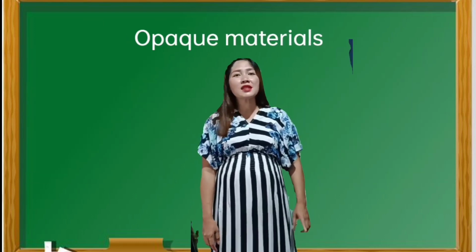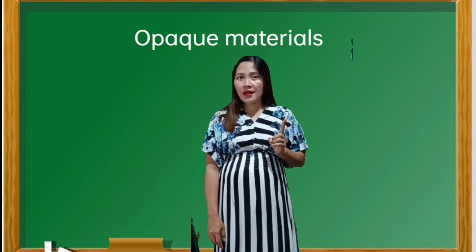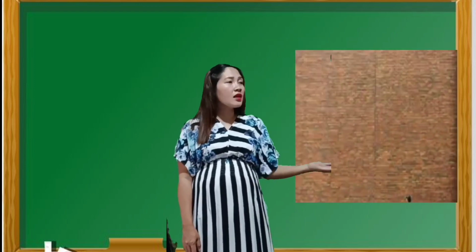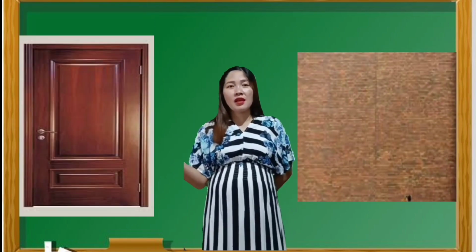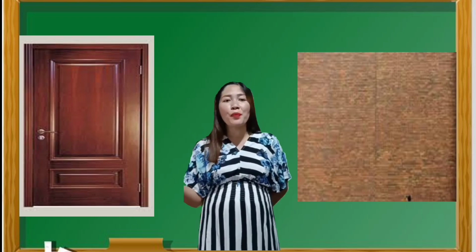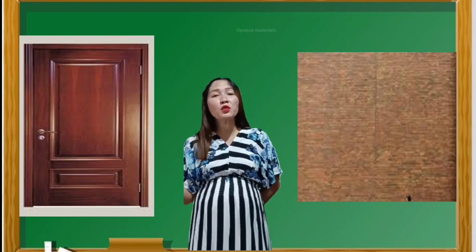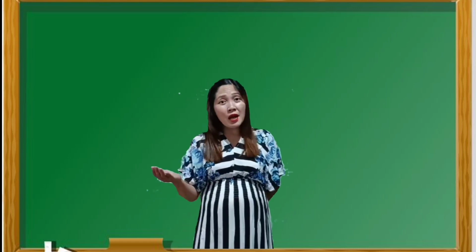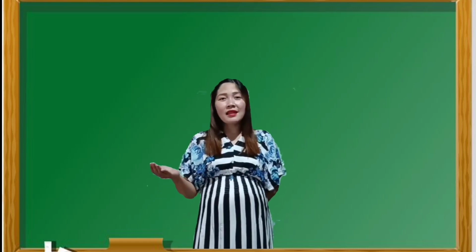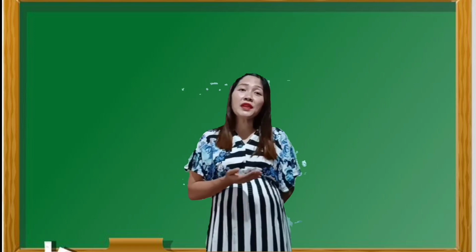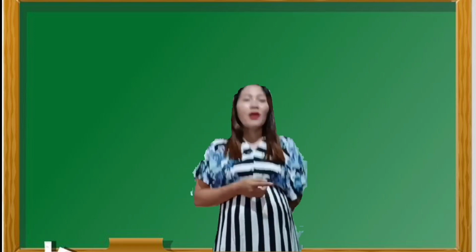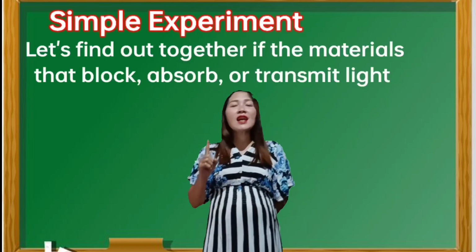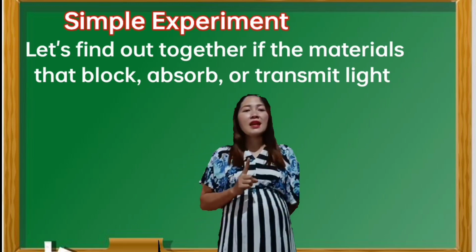The next materials are what we call opaque. Examples are walls and doors. They do not allow light to pass through them. That's what we call opaque materials. Did you understand our topic about light and its interaction with different kinds of materials? Okay, now let's have a simple experiment.